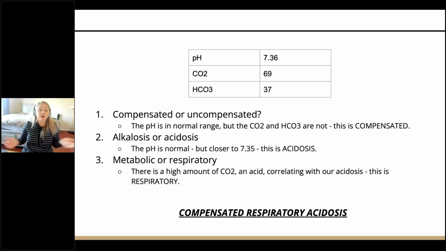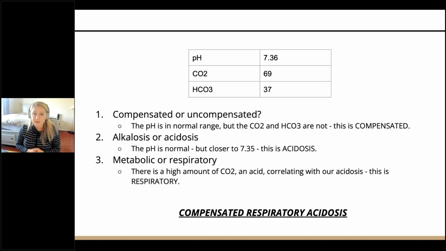If our bicarb had been normal in this patient, clinically, their pH would not be 7.36. If my CO2 is 69 and my kidneys are just hanging out, not doing anything, my pH will be very low, very acidotic, 7.1, 7.2. That's probably where this patient started out. They were probably in an uncompensated respiratory acidosis.